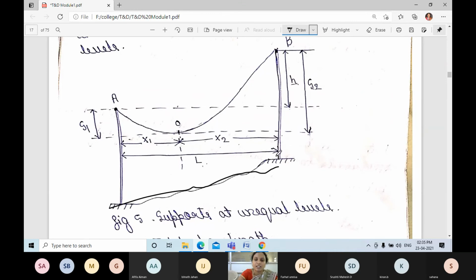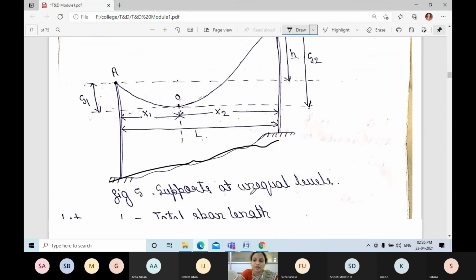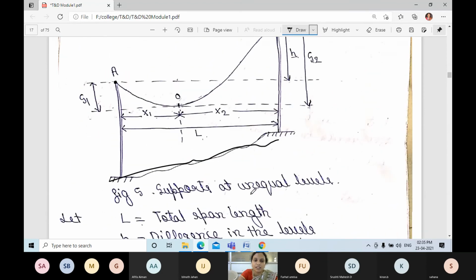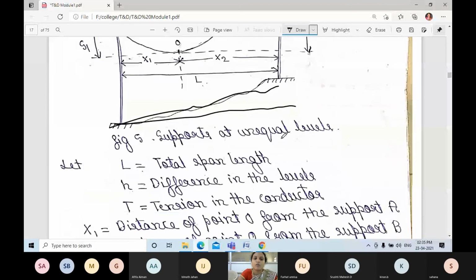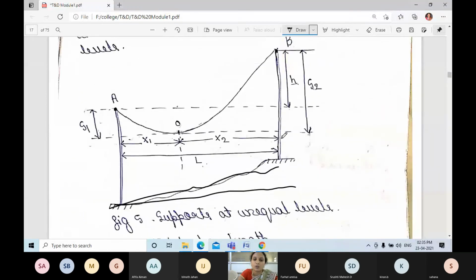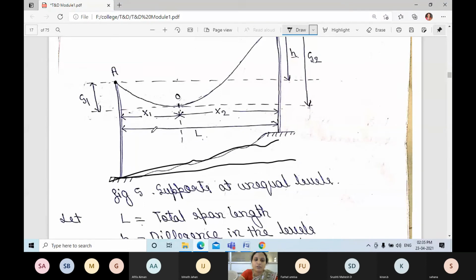Supports at unequal level. If it is equal level, these two supports should have the same height and the same level. Now what do you mean by L? L is equal to the total span length, the distance between the two supports, or we can say span. Span is nothing but the distance between the two supports, denoted by L.